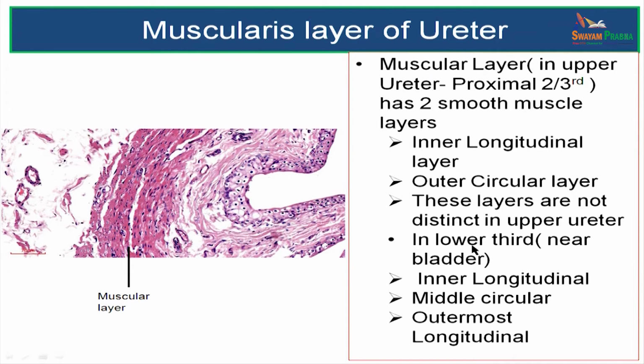In the lower third of the ureter, that is where the ureter is close to the bladder, there is an additional longitudinal smooth muscle layer added, and hence in the lower ureter there are three layers of smooth muscle: inner longitudinal, middle circular layer and outermost longitudinal layer of smooth muscle.